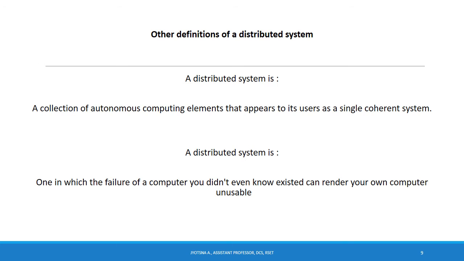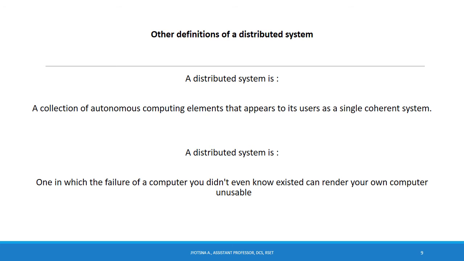Let's look at some other definitions of a distributed system. A distributed system is a collection of autonomous computing elements that appears to its users as a single coherent system. This definition refers to two characteristic features of distributed system. The first point is a distributed system is a collection of computing elements, each being able to behave independently of each other. A computing element, which we will generally refer to as a node, can be either a hardware device or a software process. The second thing in this definition is that users, be they people or applications, believe they are dealing with a single system.